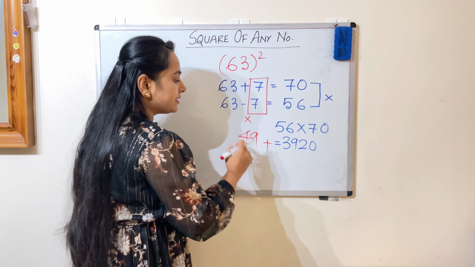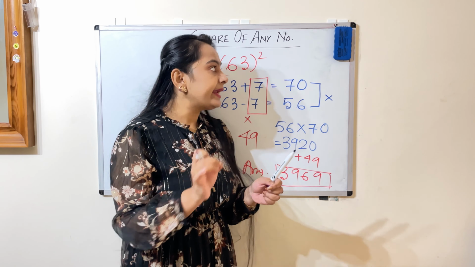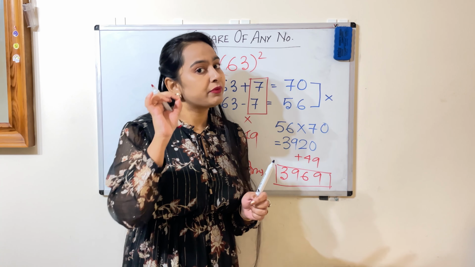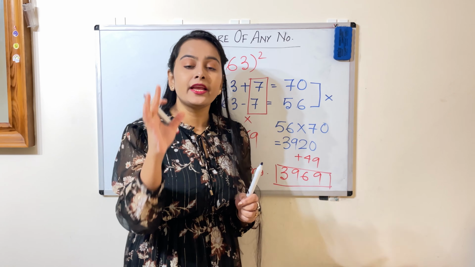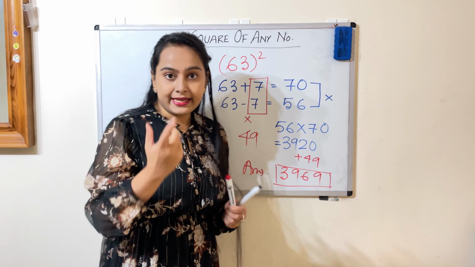3969, that is our answer. And that is 63 square, right? Within a few seconds, if we apply this method, you can find the answer of any square number, right? So now our next example.